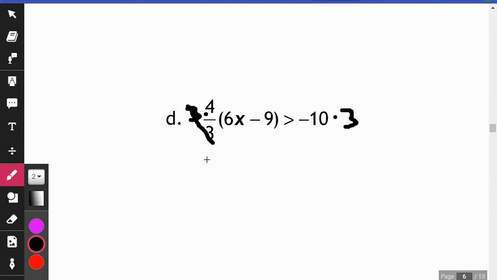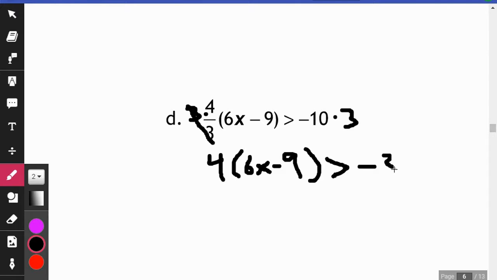3 divided by 3 makes 1, and it cancels out. So I end up with 4 times 6x minus 9 greater than negative 30. Okay, so there's the inequality.